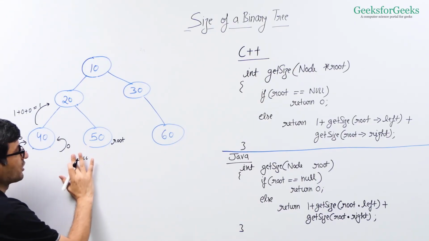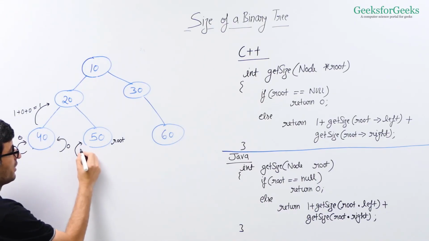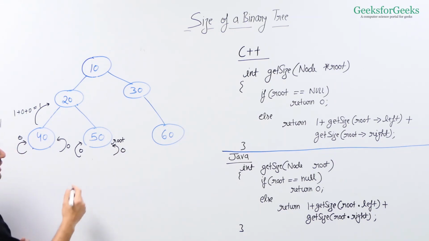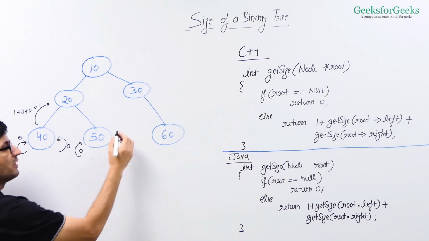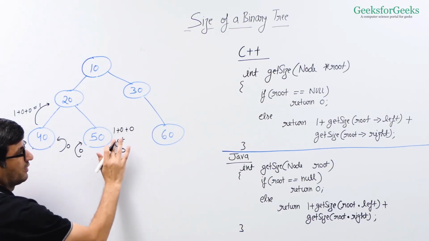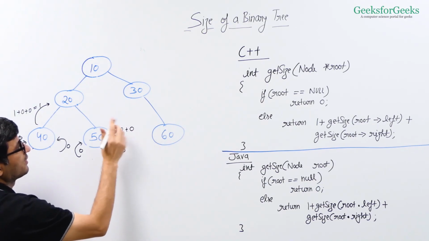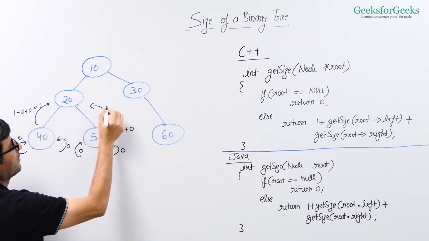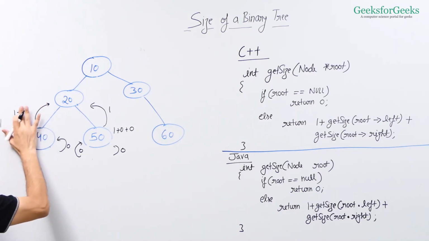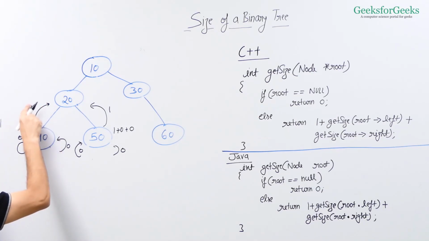So the left for this returns 0 to it, and right for this also returns 0 because that is also null. And what this function is going to do, it's going to add 0, 0 to it. So it's going to return 1 to its parent, right? So this has returned 1 to its parent, and this has also returned 1 to its parent.